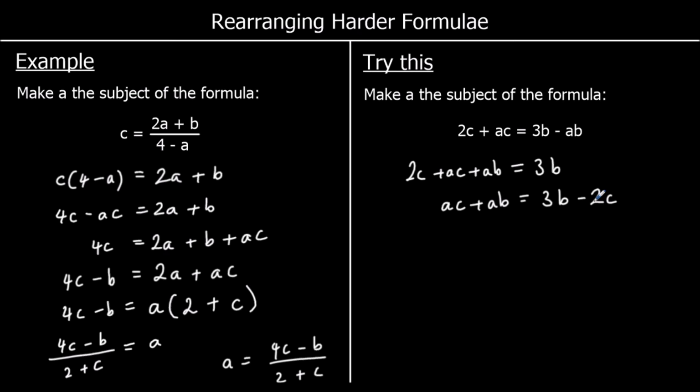So now we've got our a terms together. We've got two a terms. We want to factorize a, take a outside of the bracket to get a by itself. So a times c is ac, a times b is ab. And we've got a multiplied by c plus b to get a by itself. Divide both sides by c plus b.